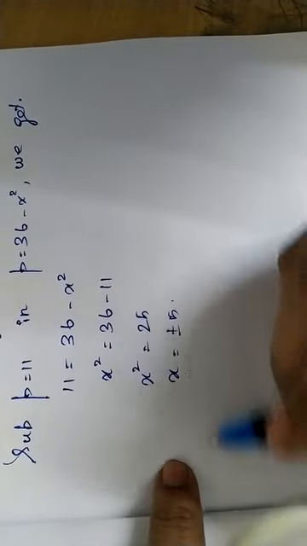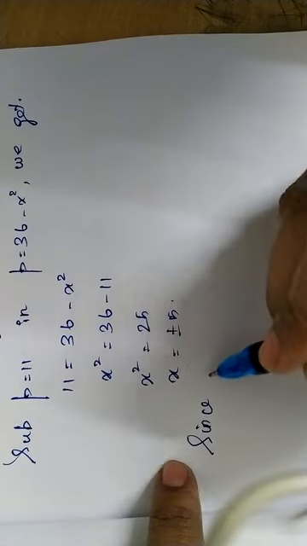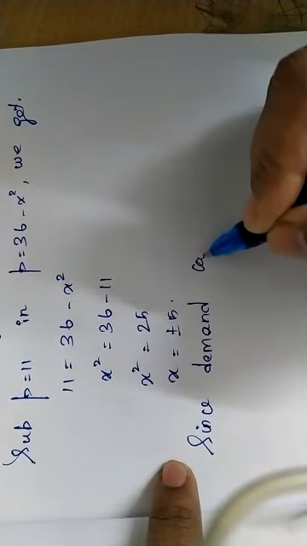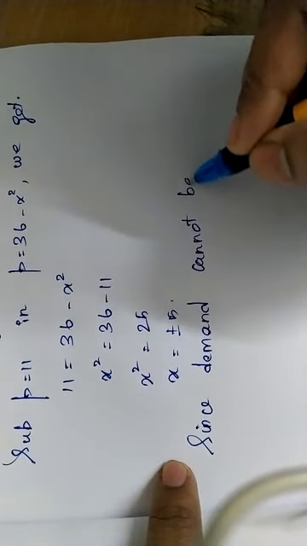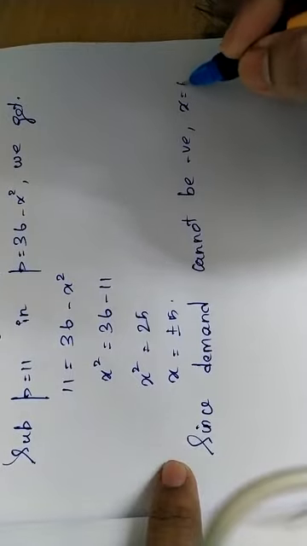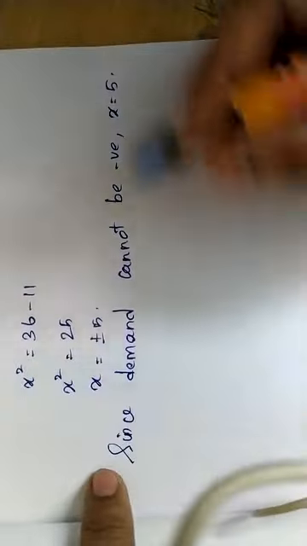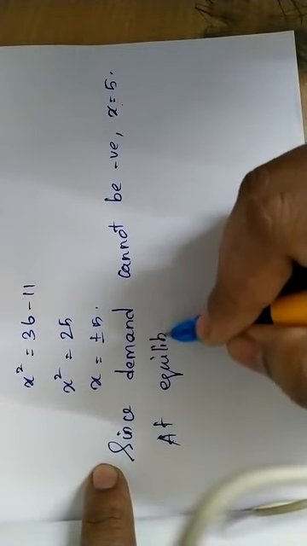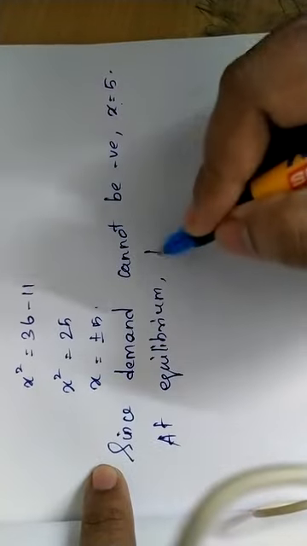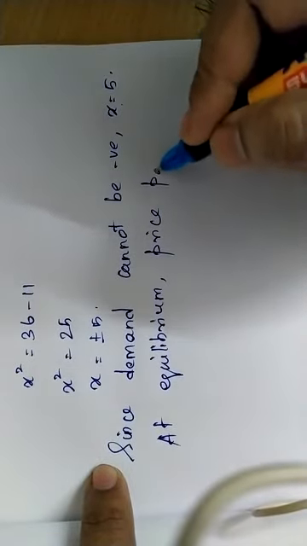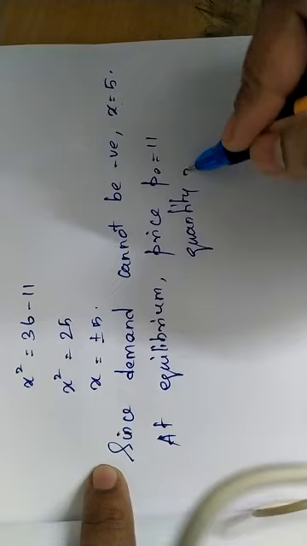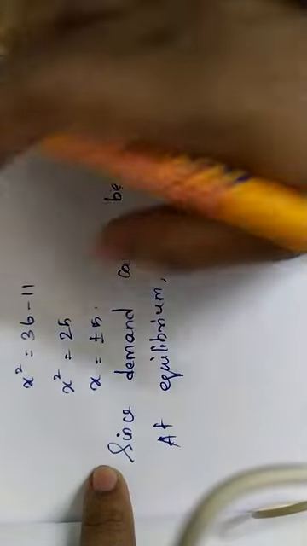Since our demand cannot be negative, x is our demand here, right? Since demand cannot be negative, okay, x is equal to plus 5. Okay, so now this is our x naught. So we can write at equilibrium, okay, price is already given, P naught is equal to 11 and the quantity which we obtained now, x naught is equal to 5. So just I am going to replace in this formula to find our consumer surplus.